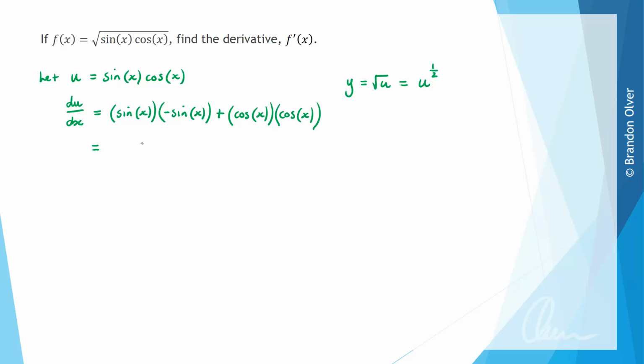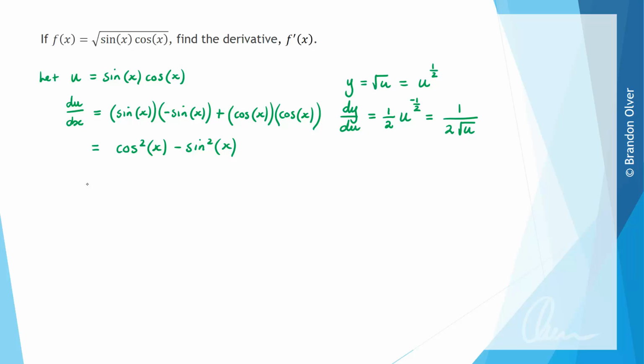So therefore du dx is simply equal to, and this will give, negative sine squared of x plus cos squared of x. So we can write this as cos squared of x minus sine squared of x. And then next up, calculating dy du is going to equal, and we take the power out the front and subtract 1 off the power, giving a half u to the power of negative a half. And that can be written as 1 divided by 2 times the square root of u, because the negative will put the u term in the denominator, and the half will introduce the square root sign.